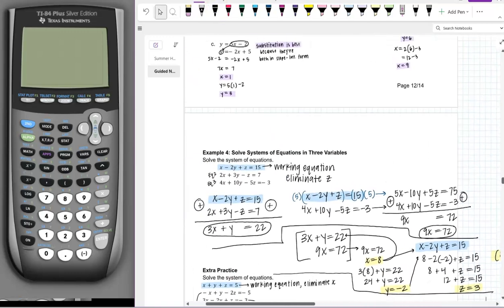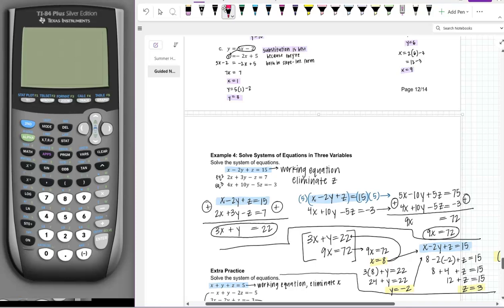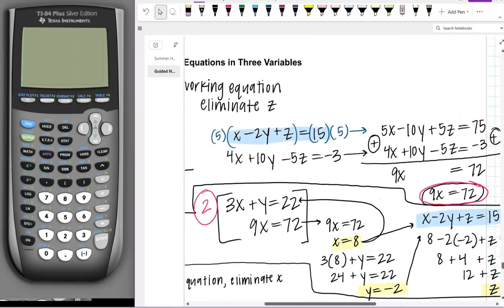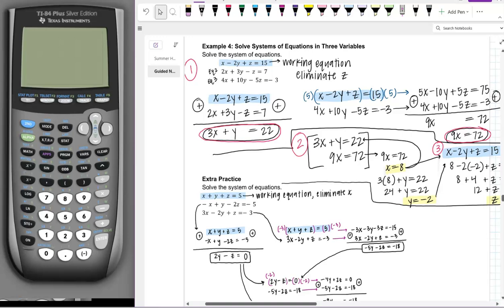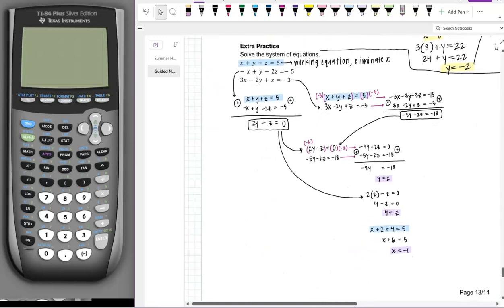So to review, you first pick the working equation. You eliminate one of the variables from the other two equations. So we eliminated z from both equation 2 and equation 3. Once we eliminate z from equation 2 and equation 3, we come up with a new system of equations. Solve that system of equations as step 2. Once you've solved that system of equations, the final step, step 3, is to plug those two answers back into the working equation to find the final answer. Go ahead and try this on your own with the practice problem, and then pause and make sure you got the answer correct.